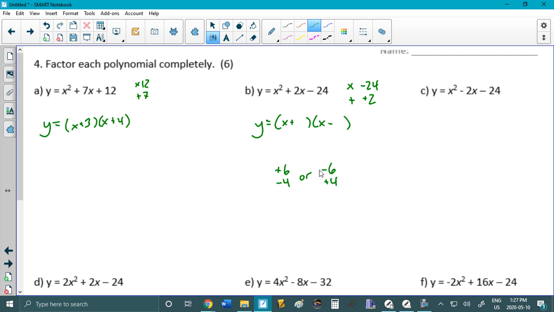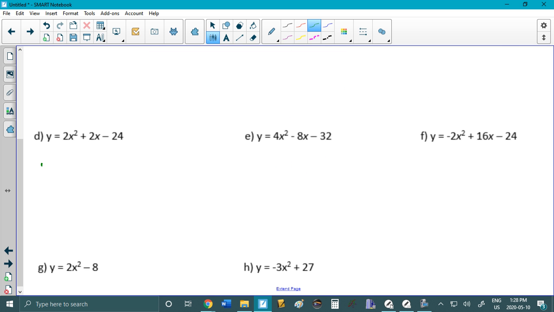Well, if we add negative 6 and 4, we get negative 2, but we want positive 2. So we know it's plus 6 minus 4. Okay, next question. Again, two numbers that multiply to negative 24, just like here, but this time they add to negative 2. So again, we have x plus and x minus, and we're actually kind of lucky because we just looked at these two numbers, and we know that that is the answer.